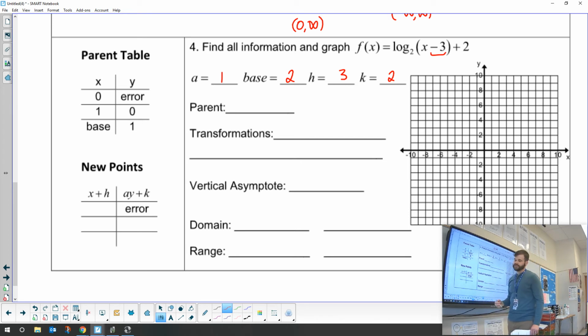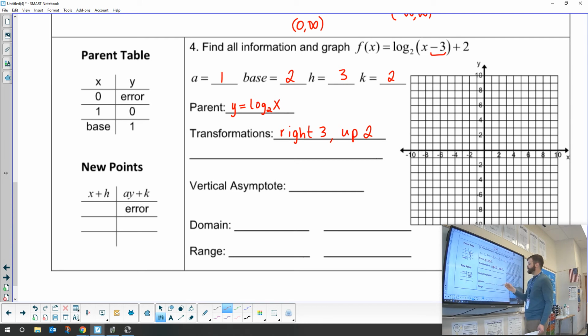Let's write our parent function. So our parent function is what our graph would look like if I did not have my a, h, and k. So that's just going to be y equals log base 2 of x. So our base still stays there as part of my parent function. Let's talk about my transformations. If my h is 3, that means we're going to go to the right 3. If k is 2, that means we're going to go up 2. And then that's all of our transformations.